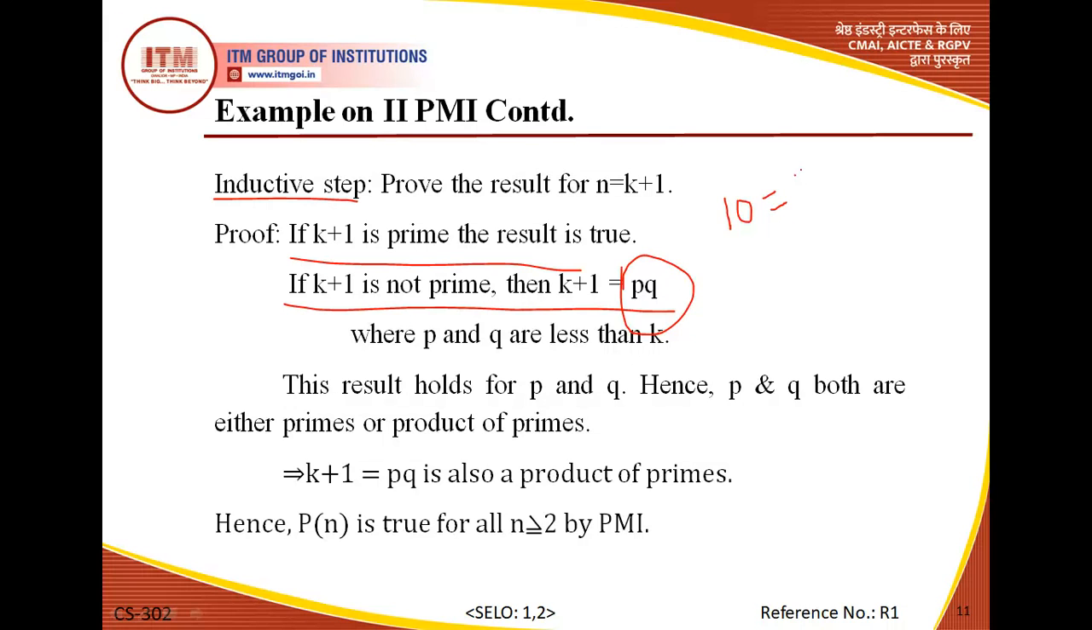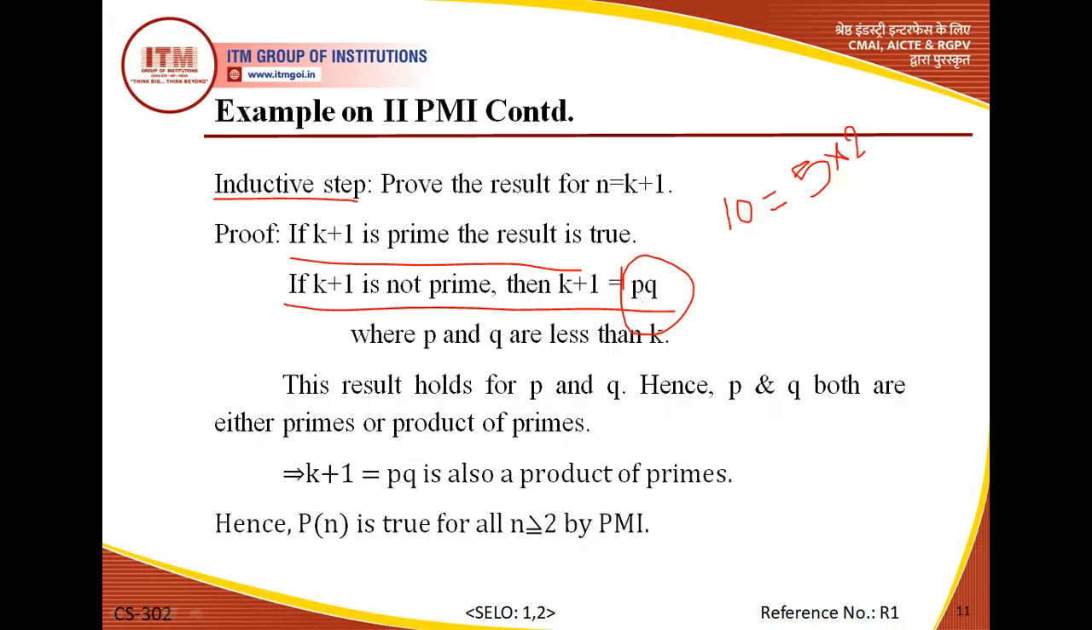So obviously this can be written as 5 into 2. Okay, 10 can be written as 5 into 2, where this 5 is a prime and this 2 is also a prime. So 10 is being written as the product of primes, so the result is true for 10.